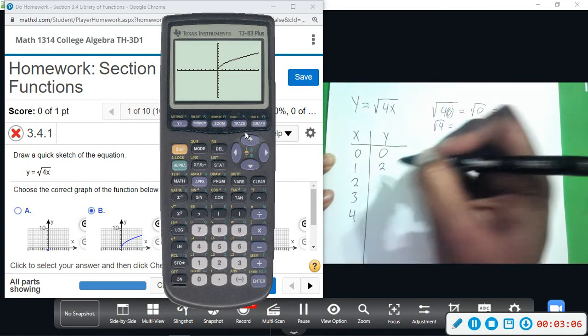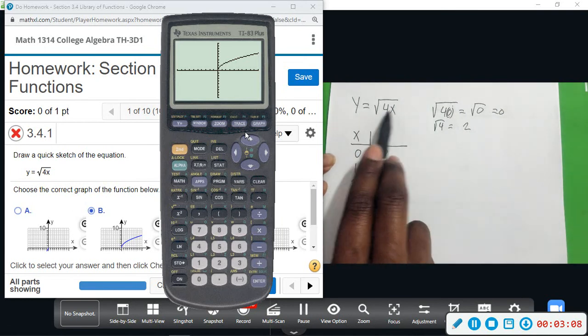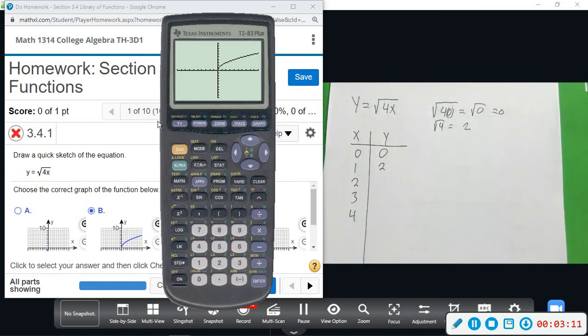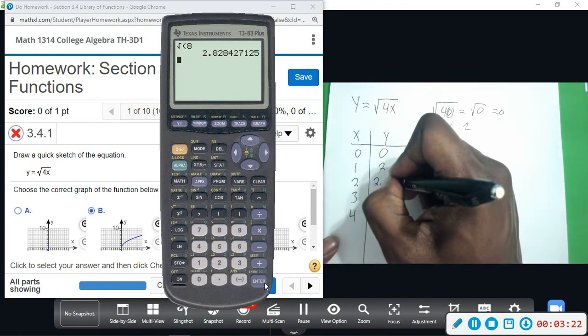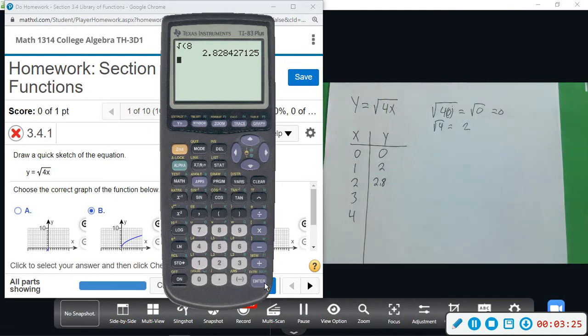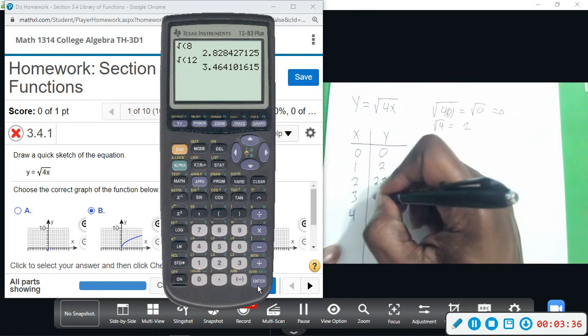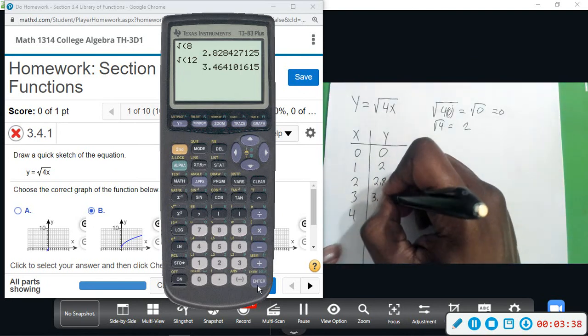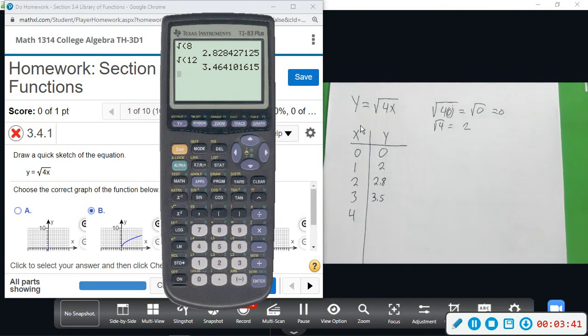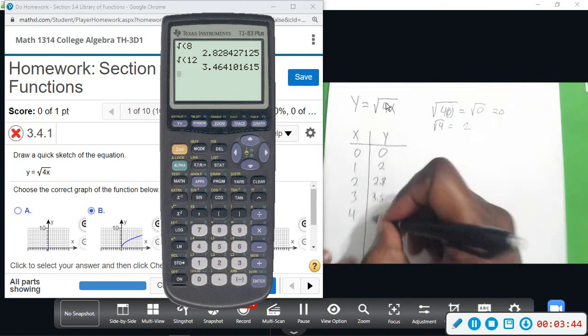So at 1 you get the ordered pair (1, 2). When you plug in a 2, 4 times 2 you get 8. Let's see what the square root of 8 is. I'm going to do second quit, then square root of 8, and that gives me about 2.8. I'm just going to round to 2.8. If you plug a 3 there, 4 times 3 gives you 12, and the square root of 12 gives us about 3.5. And then 4 times 4 is 16, and the square root of 16 gives you 4.